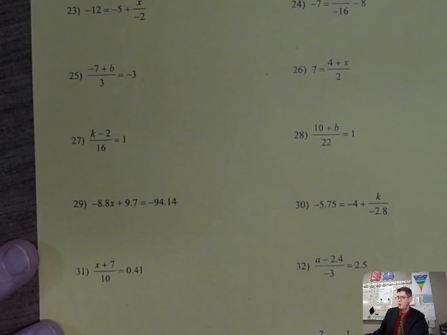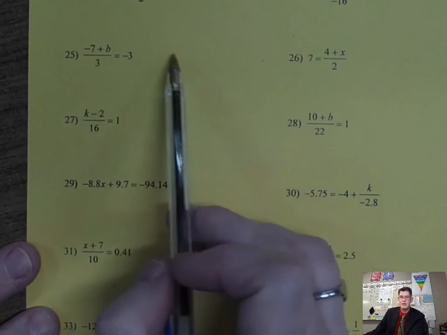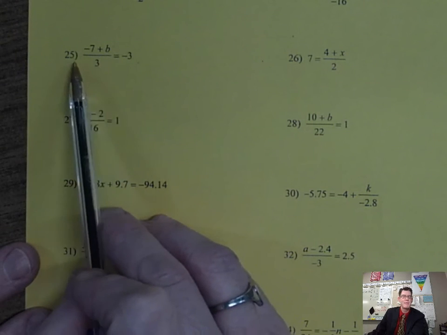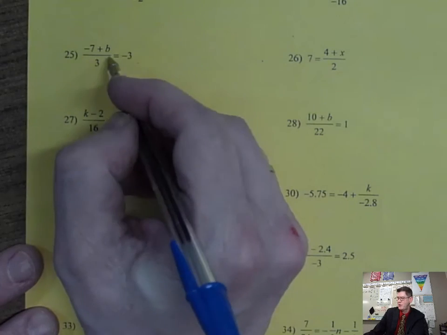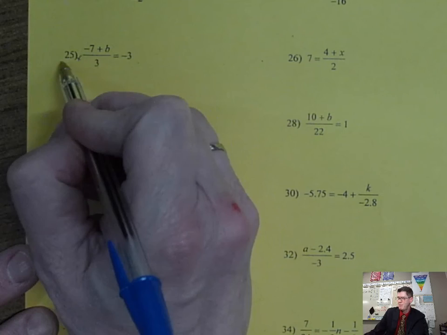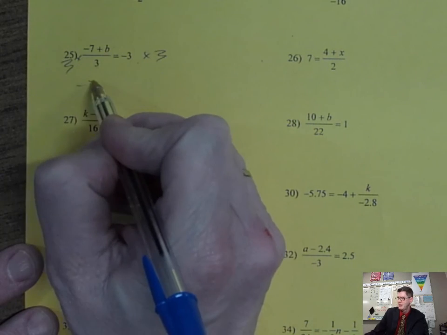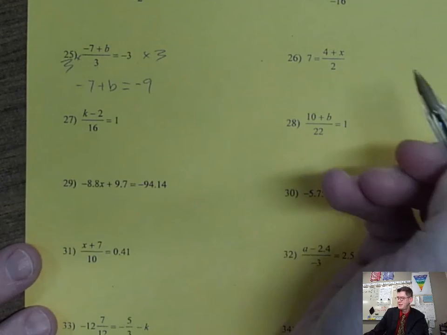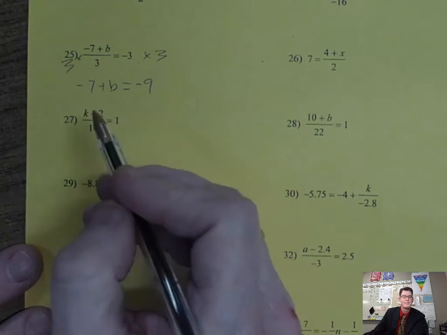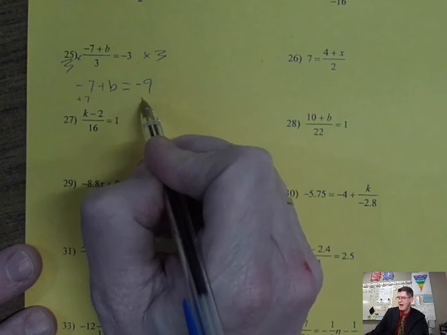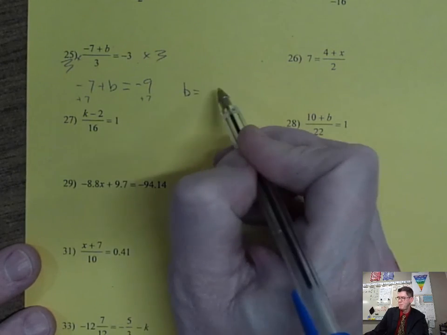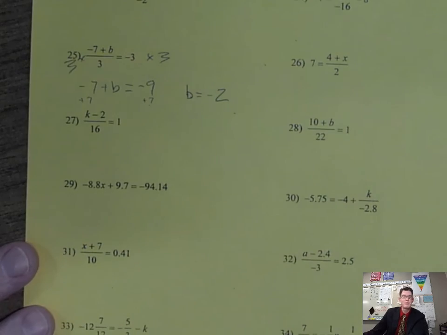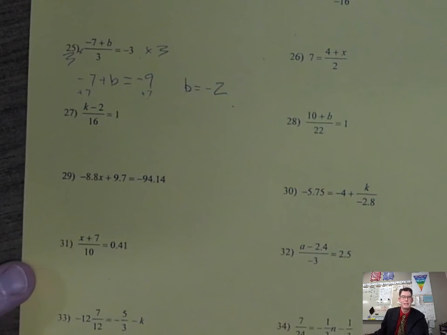Let's do one of these ones right here, where the whole side of the equation is divided by 3. So I have to multiply both sides of the equation by 3. When I multiply by 3 on both sides, -7 plus b is all alone, and this is -9. And then that -7, I add it back onto both sides. b is -2. -9 plus 7 gets you -2.